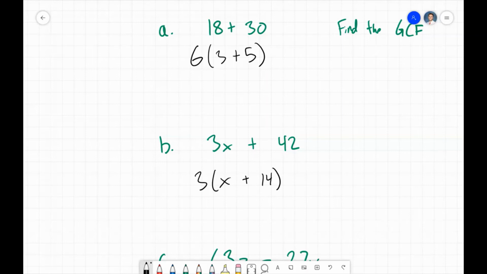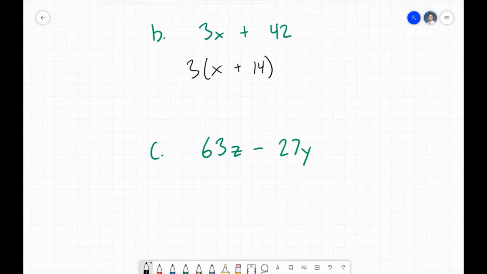Okay, you'll notice this is basically going in the opposite direction of our distributive property, where if we were to use the distributive property, 3 times x is 3x, plus 3 times 14 is 42. So we're just going the opposite direction when we're factoring here.